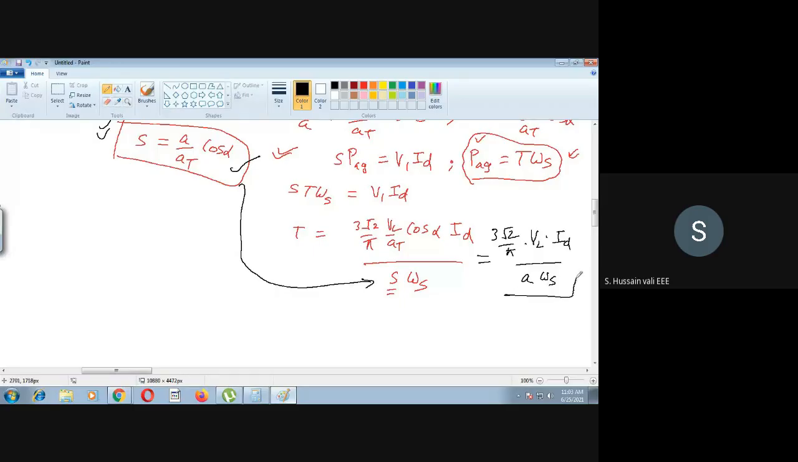So this is the relationship between torque and speed. You see the speed here, you see the torque here. Then we will draw the relationship between speed and torque.